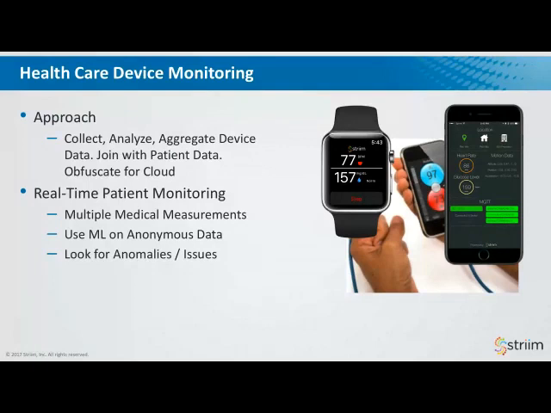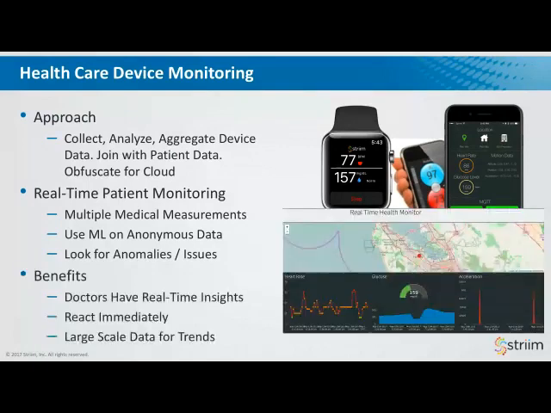So again, by joining together lots of different patient information, running it through models, you can have immediate insights into patients and react immediately. And also, if you can somehow get everyone to collaborate, you can get large-scale data, again anonymized, to look for trends, so spot outbreaks and things like that very quickly.